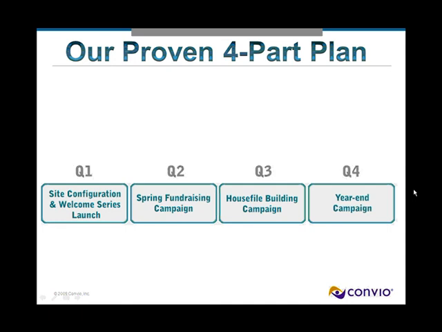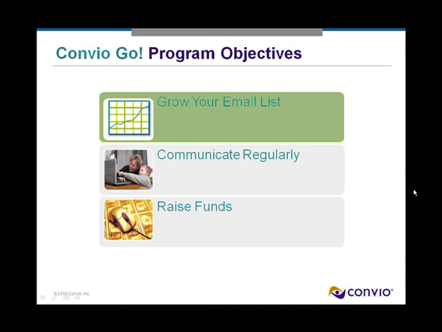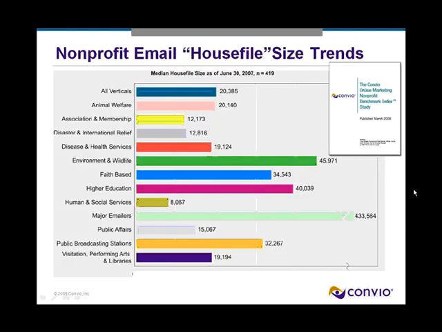So depending on where you come into the program in the course of the year, kind of dictates the order of these efforts and what we focus on first. But every client in the Convio Go program does these 4 activities, or 4 activities like these, over the course of your first year with Convio and using our tools. So let's break it down and take a look at the program objectives, starting with growing your email list.